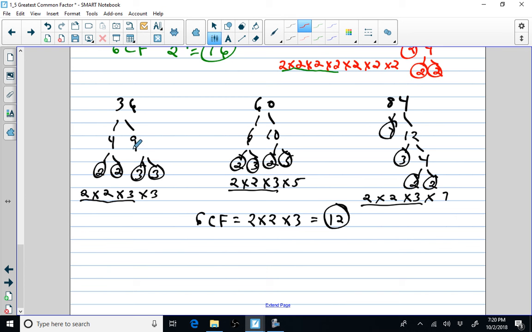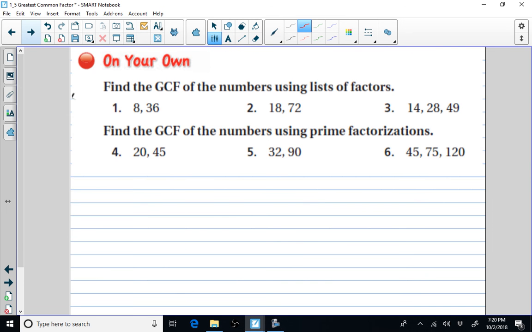Right? We use our factor trees to find the prime factorization of the numbers, and from the prime factorization, we look for the factors that are common to each set of numbers. All right. So on the on your own problems, if you take a look, if I'm going to find the greatest common factor by listing my factors, why don't you try those problems on your own, and then you can come back and check your work. All right, but we'll do them quickly together.